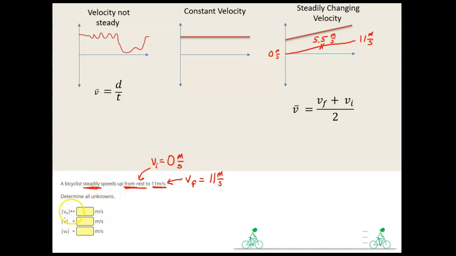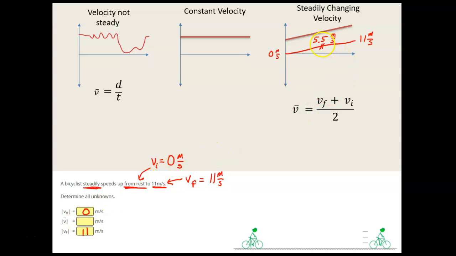So V-O in this means V original, or what we should think of as V initial. Okay, so our starting velocity. So we would plug in our starting velocity is 0. Okay, and what is our final velocity? Well, our final velocity, V-F, F stands for final, is 11 meters per second. And therefore, what is our average velocity?